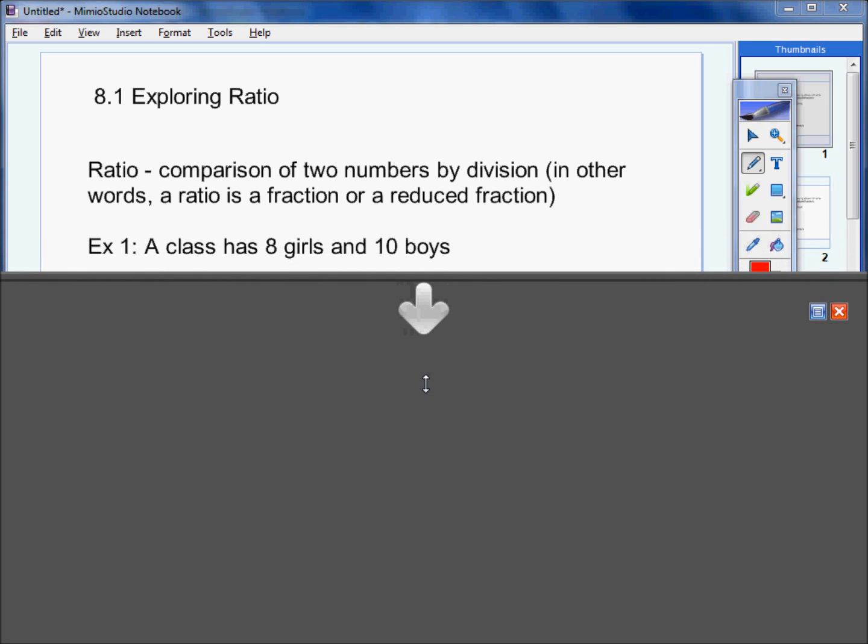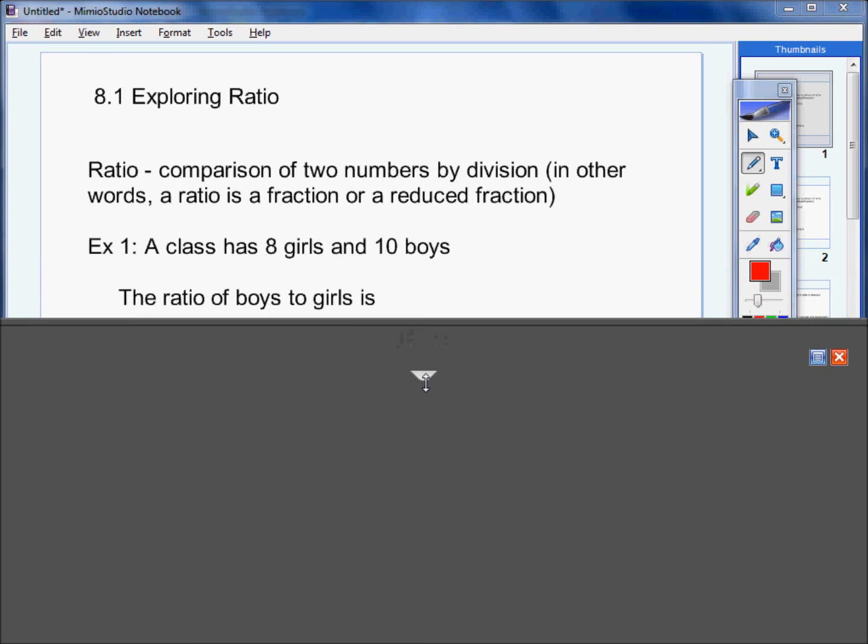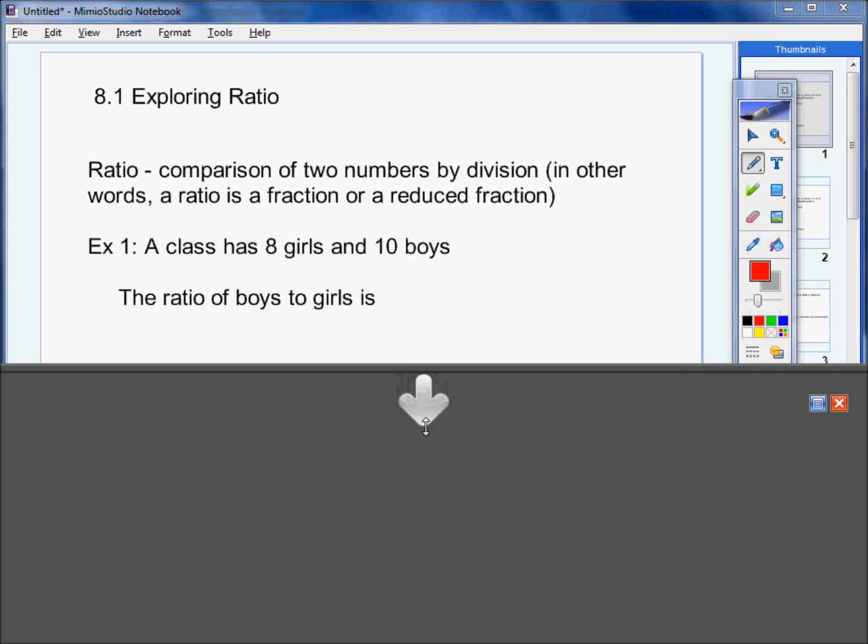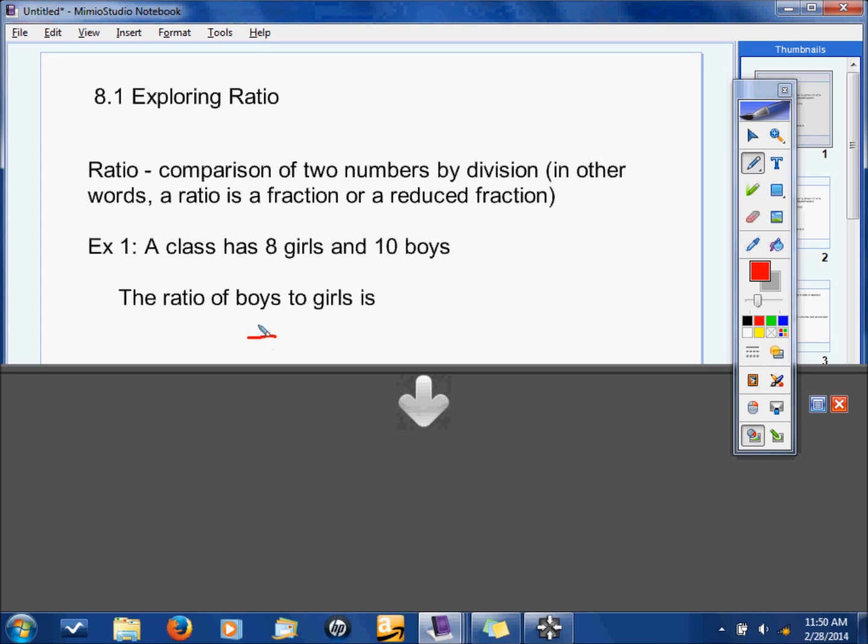Here's the information for our first example. A class has 8 girls and 10 boys. There are several different ratio questions that I can ask you regarding these 8 girls and 10 boys. The first ratio question is if we need to write the ratio of boys to girls. So we're comparing the number of boys to girls. So we're going to write it as a fraction. What number goes in the numerator of our fraction?